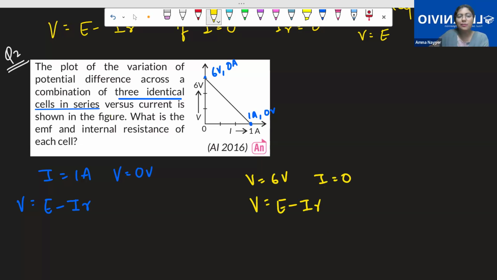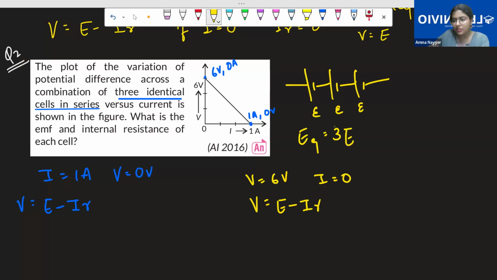Now see what is EMF. This says three identical cells in series. So this we'll discuss in the next class. When the cells are connected in series, the net resultant is given as 3 times the EMF. Their equivalent EMF is given as 3 times. This you can just remember for now. How and why we'll discuss later. But right now focus on this question. So this is 3E.